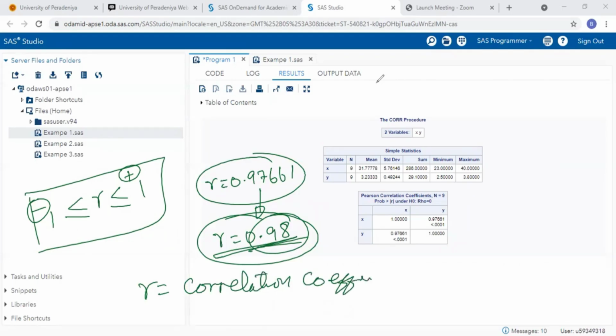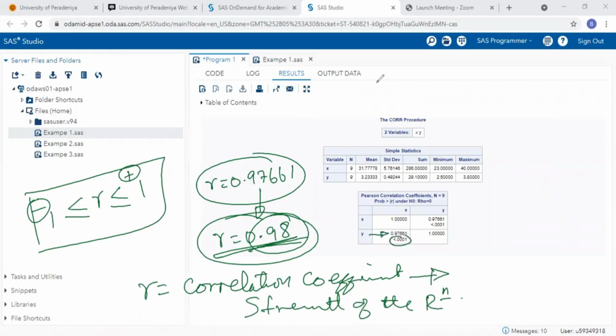Correlation coefficient. By definition, what does it measure? Exactly, the strength of the relationship between these two variables. So this is R. That is the first point.